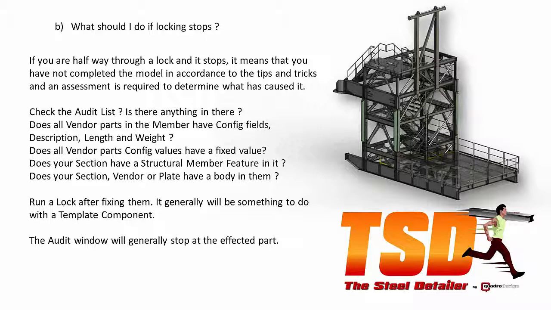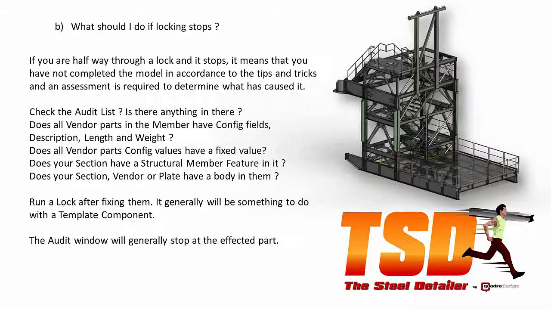Okay, so it stopped. When you get these stops happening with the locking process, there's something you have to look at in your model that's causing it. Now, the audit window will generally stop at the affected part, so it'll tell you that the part has got something wrong with it if there is a stop process happening.